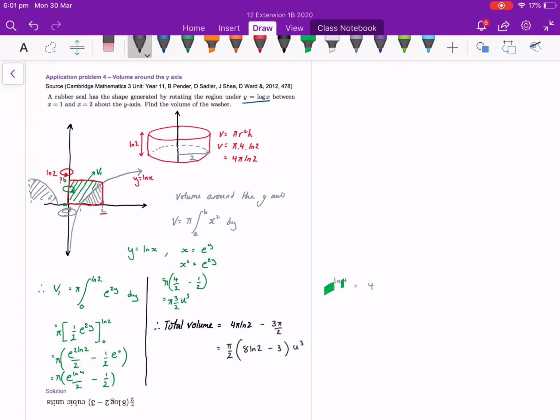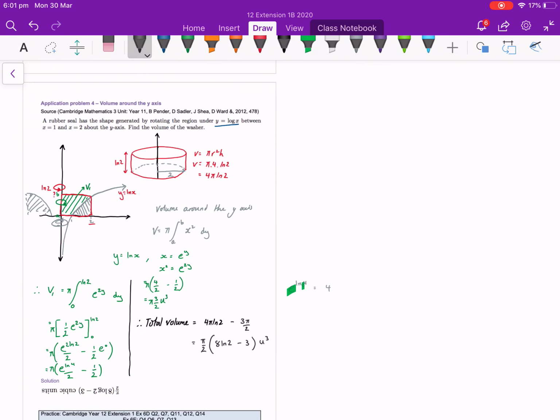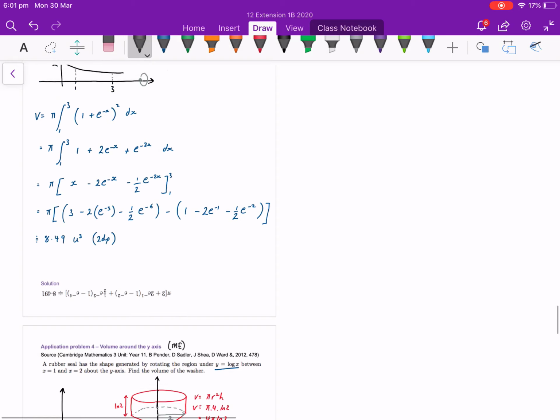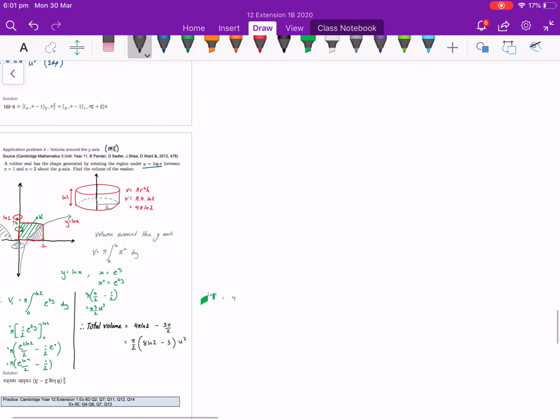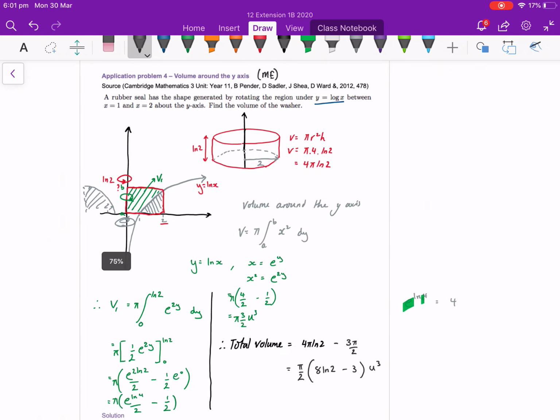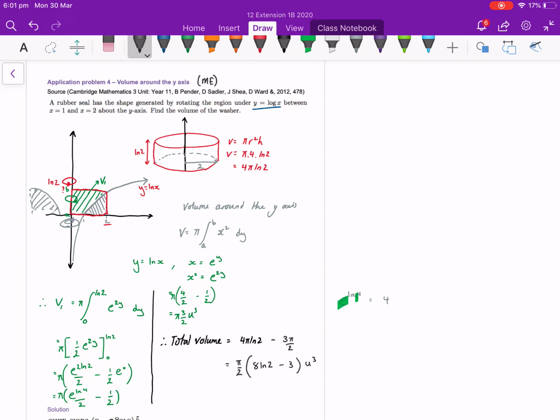And remember that volume around the axis is now an extension 1 topic. So I'll just put the M and E in, and this one here is now also an extension 1 topic. And now it's been examined at an extension level rather than a 2-unit level. I wouldn't be surprised to see questions like this being thrown in.